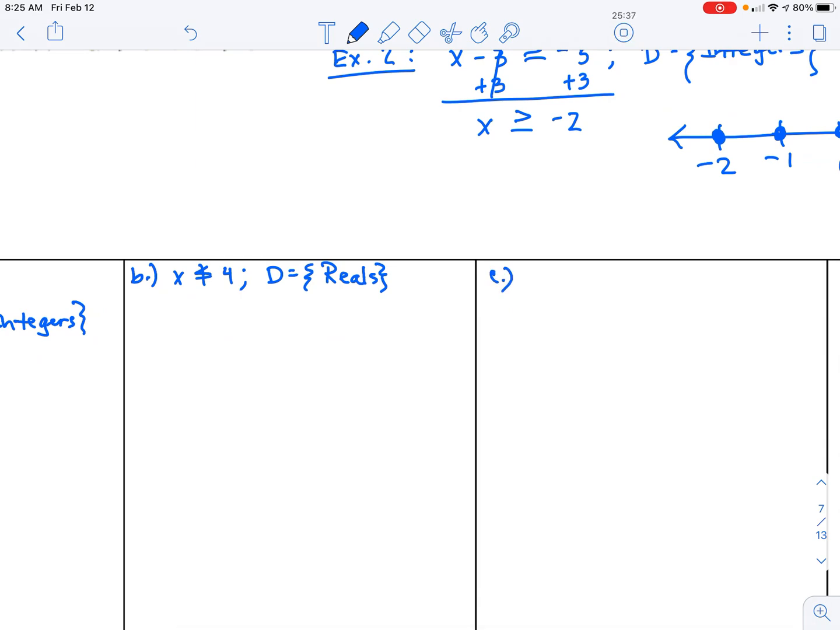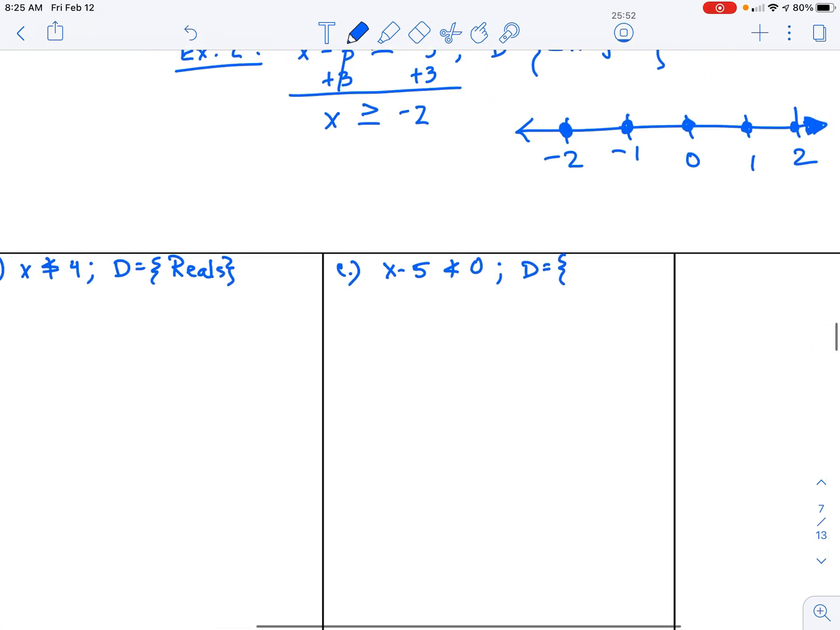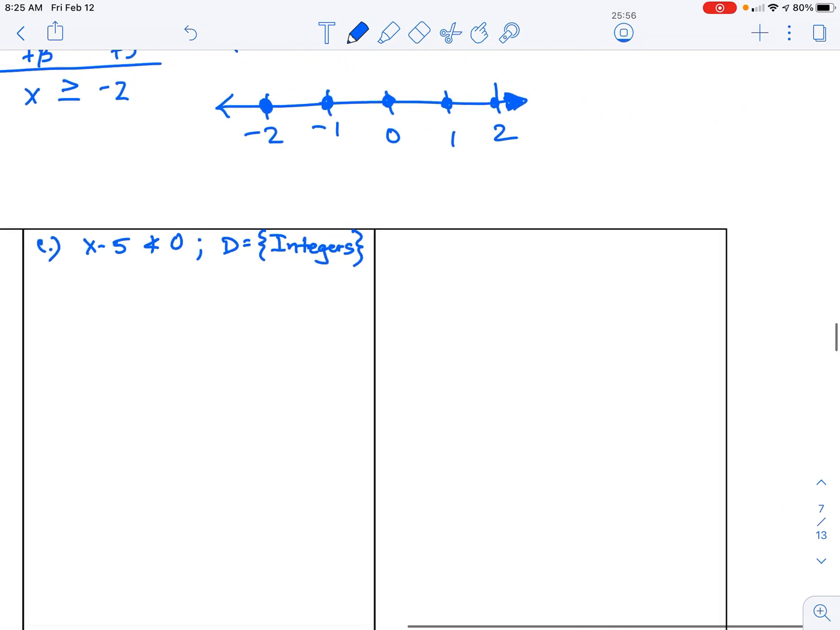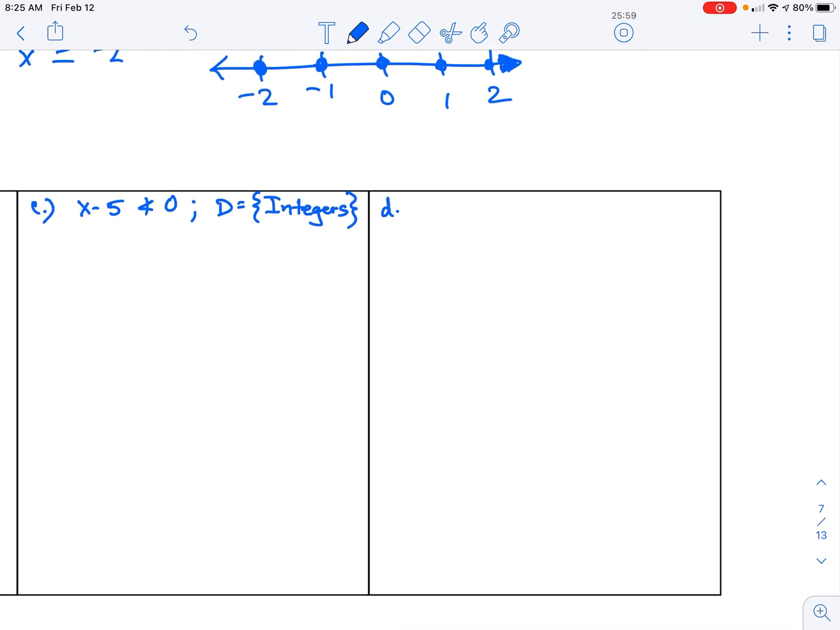C, x minus 5. We have some inequalities here that we have to solve for. X is not less than 0. And the domain is restricted to the set of all integers. And then finally D, x plus 2 is less than 5, and that domain is restricted to the set of all integers.